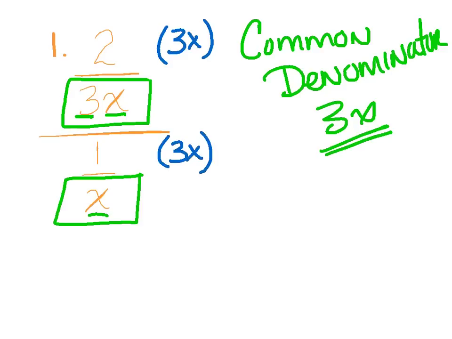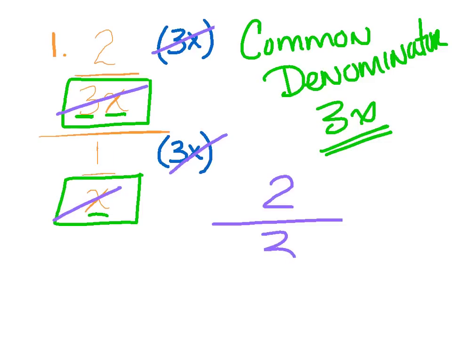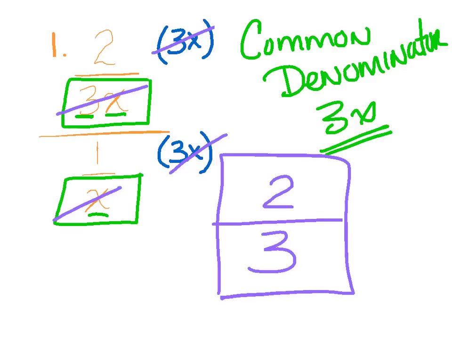Now, the whole point of doing that is in the hopes that I kill the fraction. So you'll notice this 3x and this 3x on this fraction will cancel. So in this whole top part, I'm left with just the number 2. And you'll notice this x and this x will cancel. So I'm left with the 1 times 3, which gets me a 3. So my final answer is 2/3.